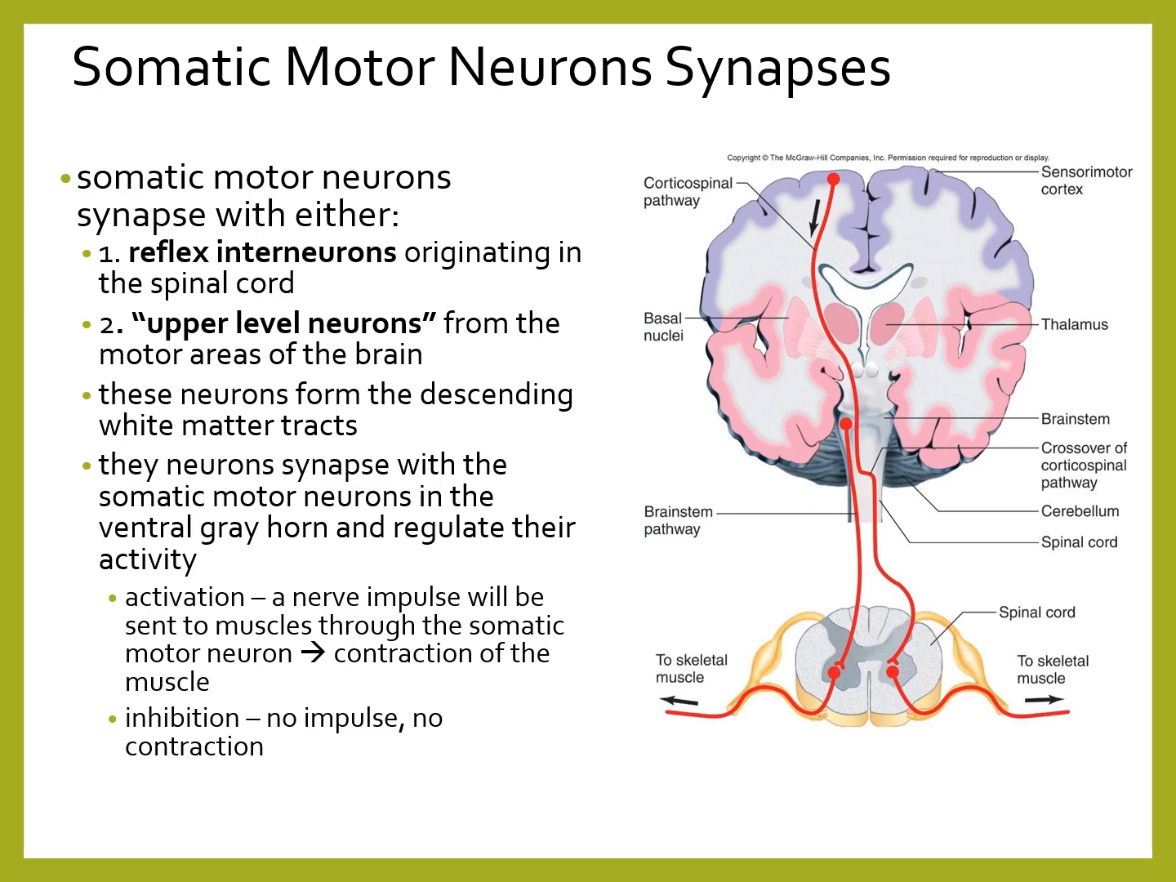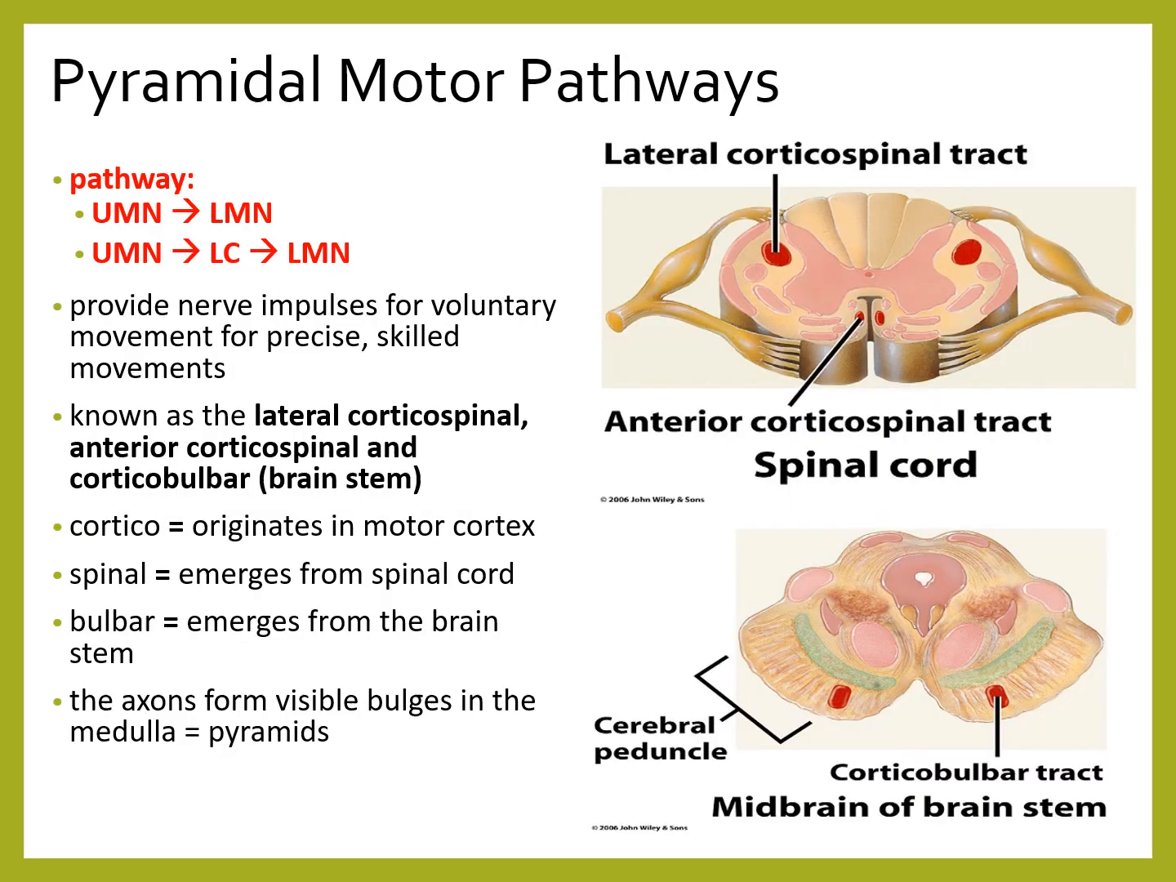Again, it's these upper level neurons and reflex interneurons that are going to be that level of control, because a somatic motor neuron can only do one thing. It can release acetylcholine if you stimulate it, and if you don't want that acetylcholine to be released, you don't stimulate that somatic motor neuron. So that's why these upper level neurons and these reflex interneurons are really important, because that's where the level of control comes from. The pyramidal motor pathways are named pyramidal because the axons of the upper motor neurons form visible bulges in the medulla oblongata.